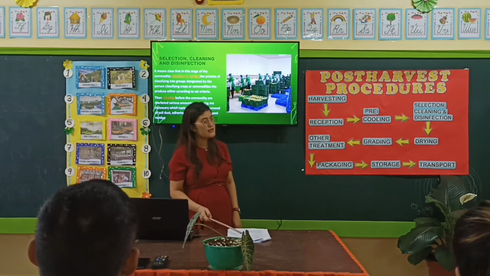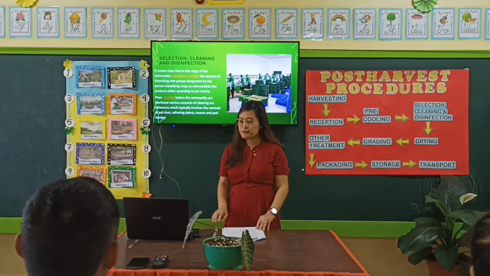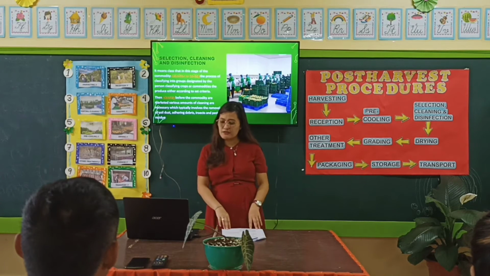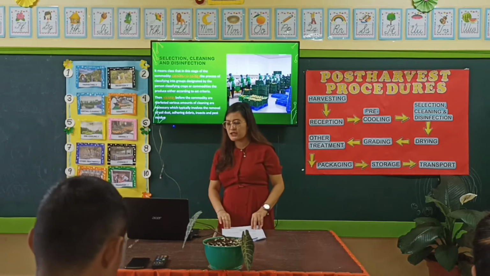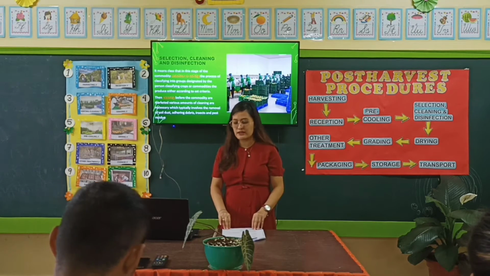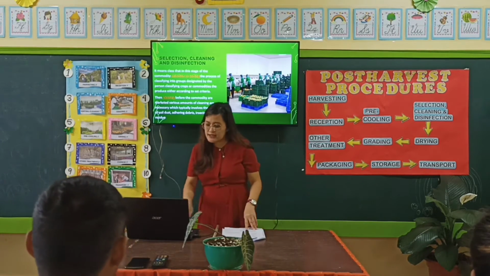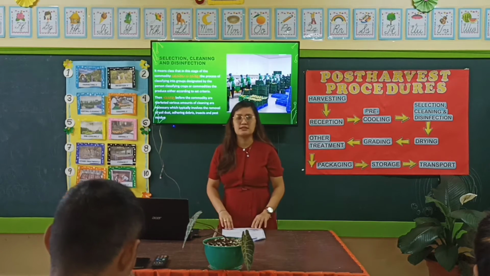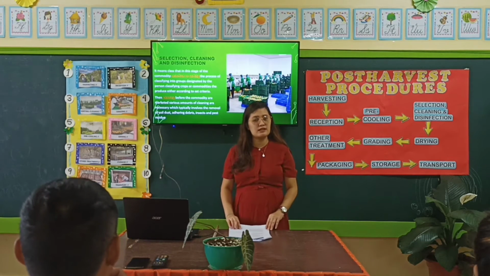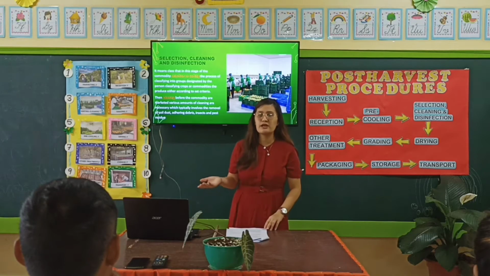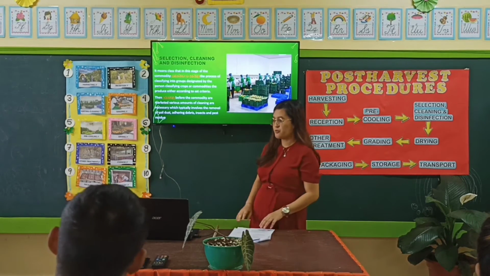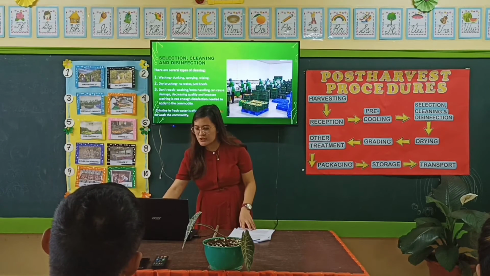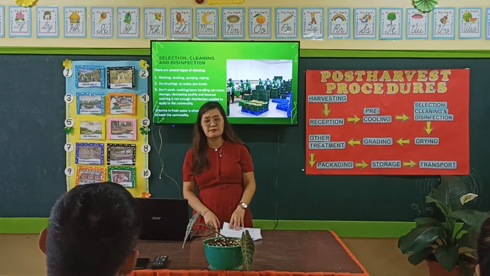So next to sorting is the cleaning. Before the commodities are marketed, various amounts of cleaning are necessary, which typically involves the removal of soil, dust, adhering debris, insects, and pest residue. But we just don't need to clean it. We need to make sure that we use clean water in washing our commodity. So there are several types of cleaning.